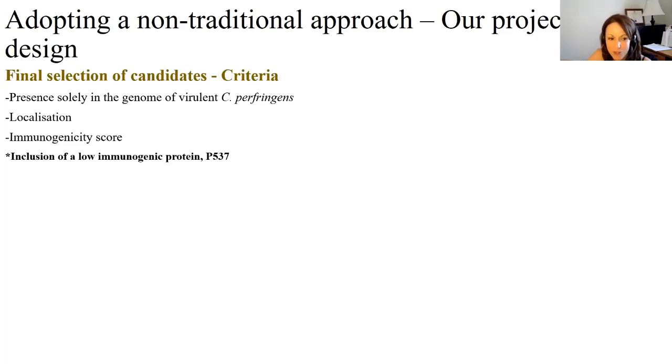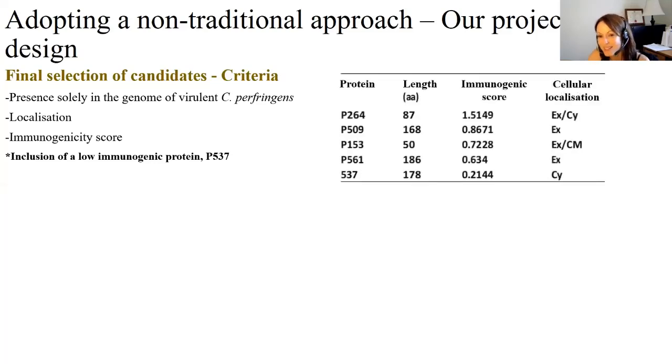We also decided to include what we call our negative control, a low immunogenic protein, a protein that was attributed a low immunogenic score using the VacciGene software, and this protein was named P537. On the right-hand side, you have a table showing the different candidate proteins that were selected based on these criteria: P264, P509, P153, P561, and our negative control 537.